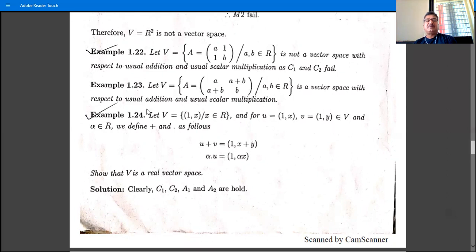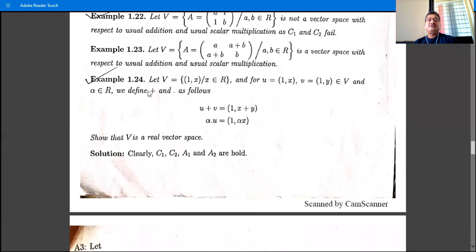So next example, let V be the set of ordered pairs (1, x) such that x belongs to R. So what are the elements of this set? This V is a subset of R square. And what are the elements? (1, 4), (1, 5), (1, -1), (1, 0), (1, 9). These are the elements of this set V. So this is a subset of R2.